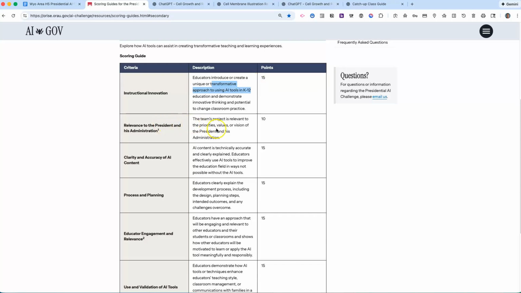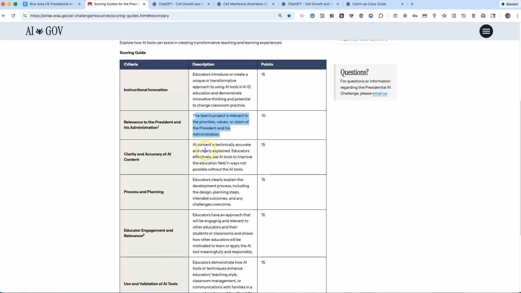Is it relevant to the president and the White House and the administration's values? Yes, all over the executive orders and some other very broad national messages. President Trump and the administration are making a push to support AI in K through 12 specifically. You can see that documentation all over the place. So he's got it.